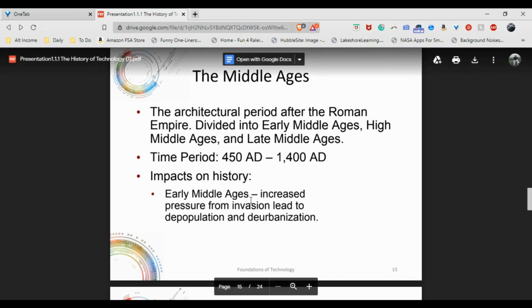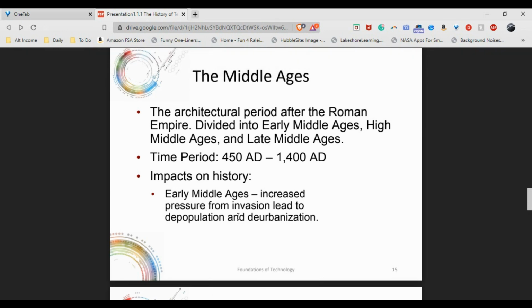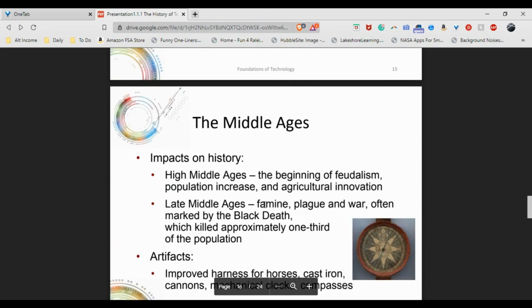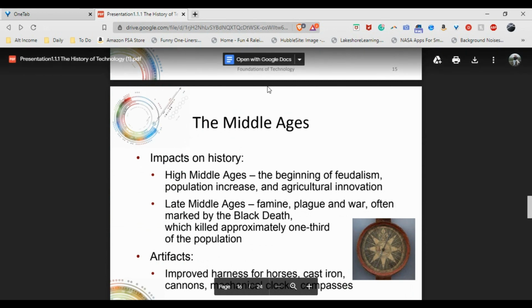Early Middle Ages, increased pressure from invasion led to depopulation and deurbanization. Now that's an instance where technology does something that you don't necessarily want to have happen. And so people became more scattered for a while. And high Middle Ages, beginning of feudalism, population increase, so population starts to rebound again, and agricultural innovation. We're getting better at farming. We're getting better at giving supplies, goods and supplies, to different people.